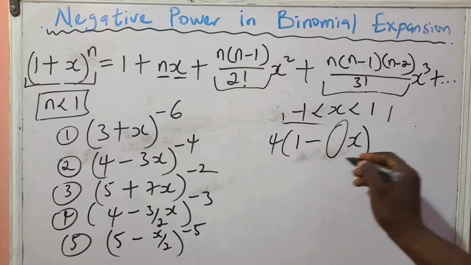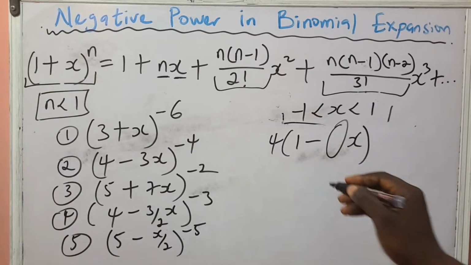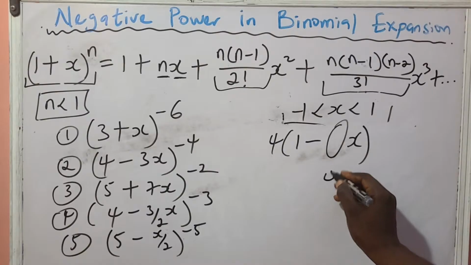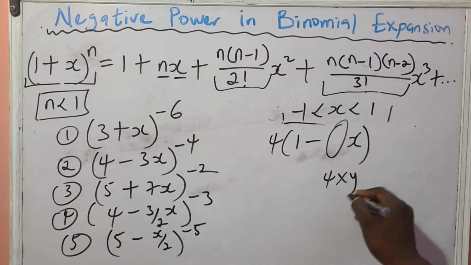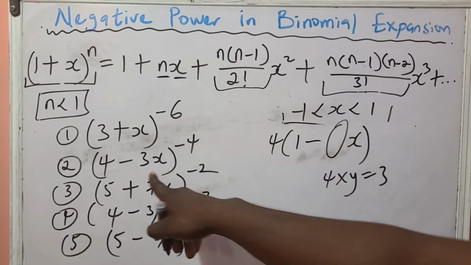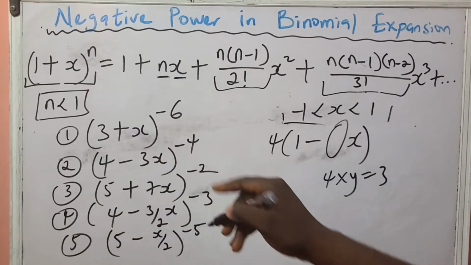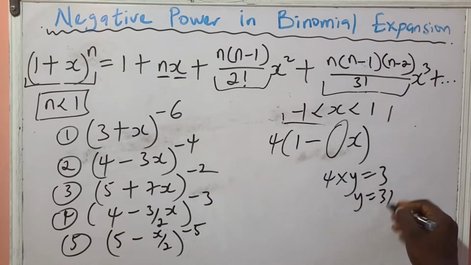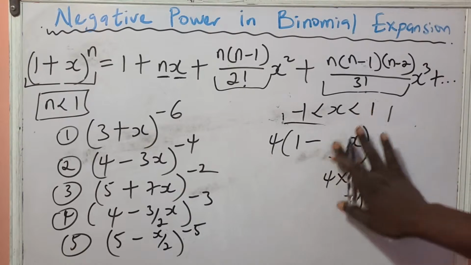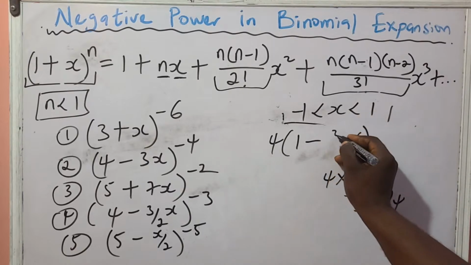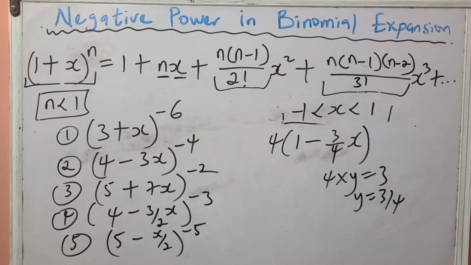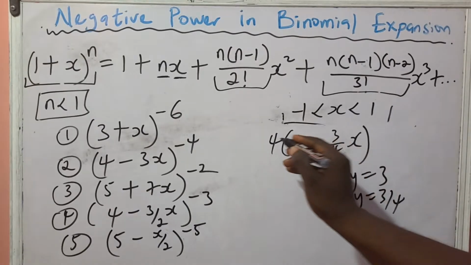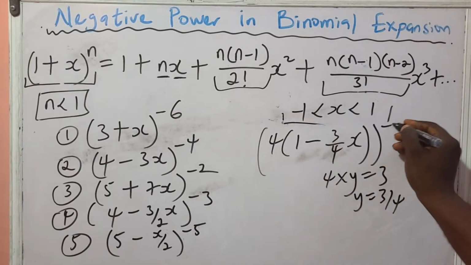I told you this, the most logical approach is just to say 4 times what gives me 3, because 3 is what you're looking for. 4 times what gives me 3? I mean, y equals 3 over 4. So of course I want to just have 3 over 4 here. And then we have all of this raised to the power of minus 4.